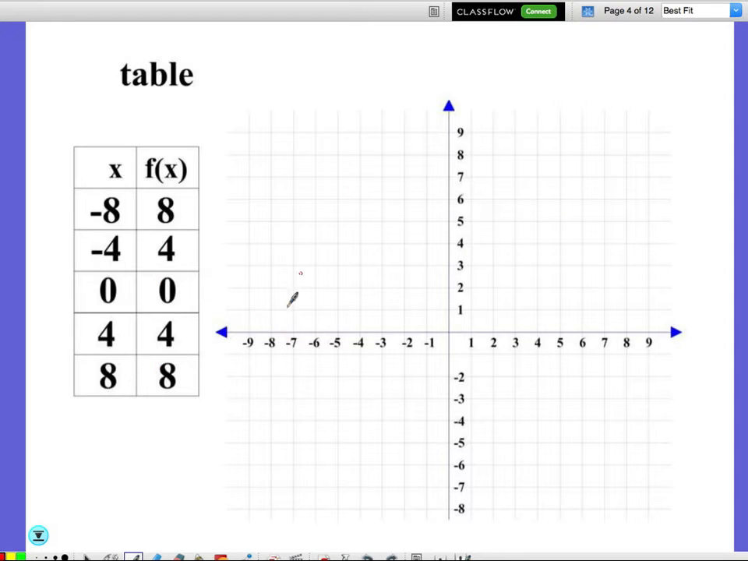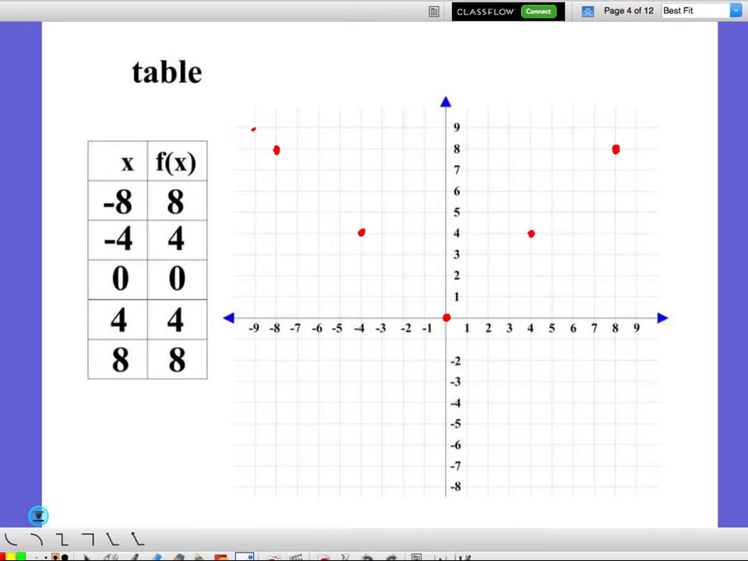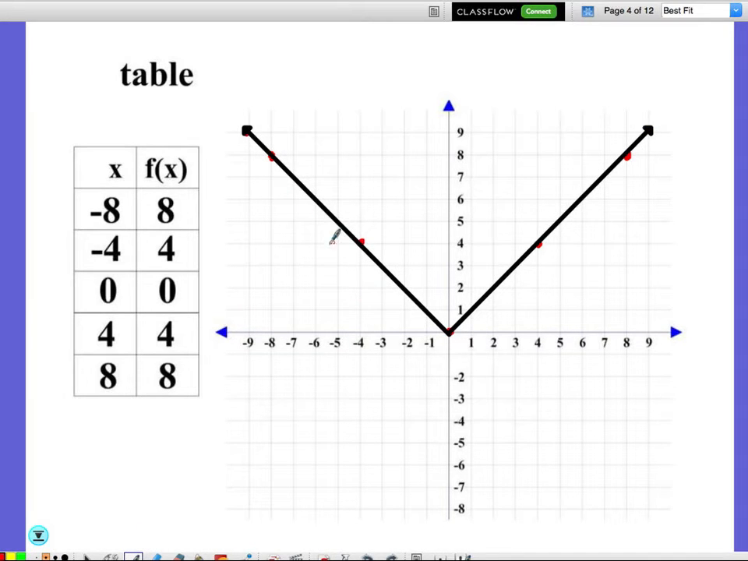Alright, let's go ahead and graph these points, these ordered pairs. So going from a table, we're now going to the graph, following that function cycle. So -8, 8, right there. -4, 4 is right here. 0, 0, 4, 4, and 8, 8. Let's go ahead and connect these points and take a look at that. Here is the graph of the absolute value function.